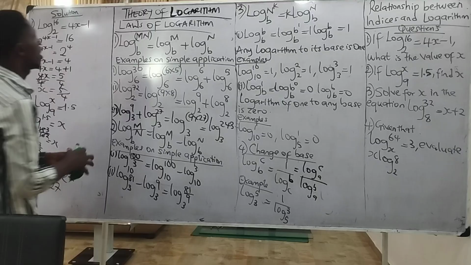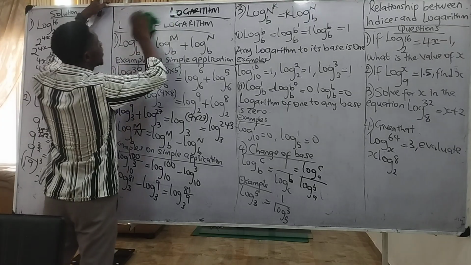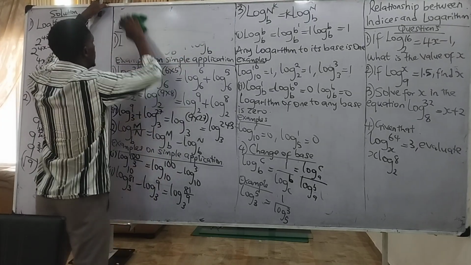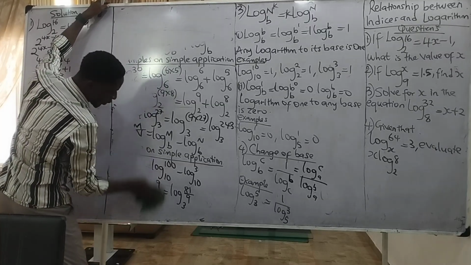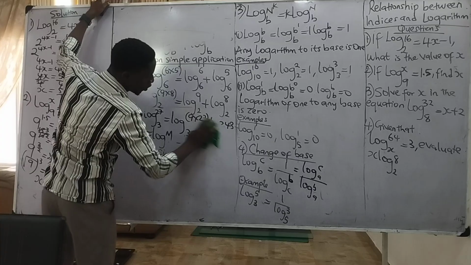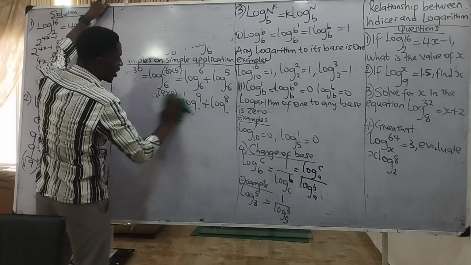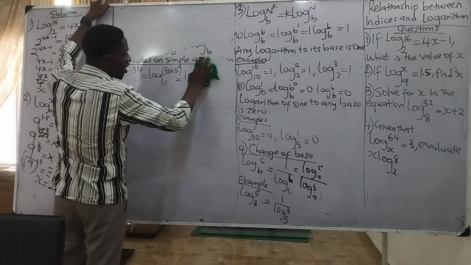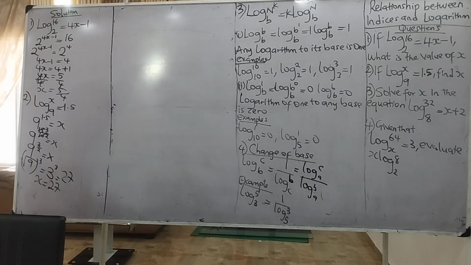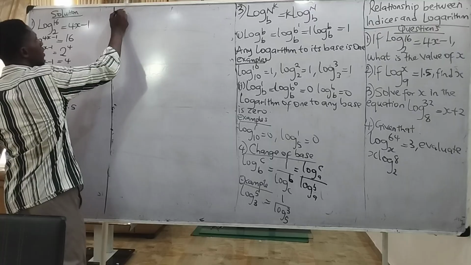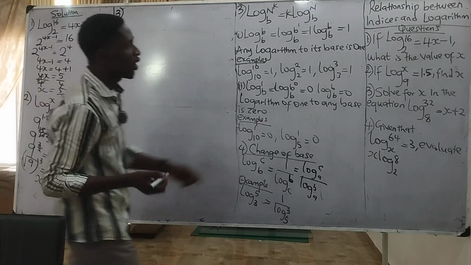So let's go to our number 3 question there. We are just trying to know the relationship between logarithm, how to change logarithm to indices, and for you to be able to solve questions there. So going to number 3, we have: solve for x in this.